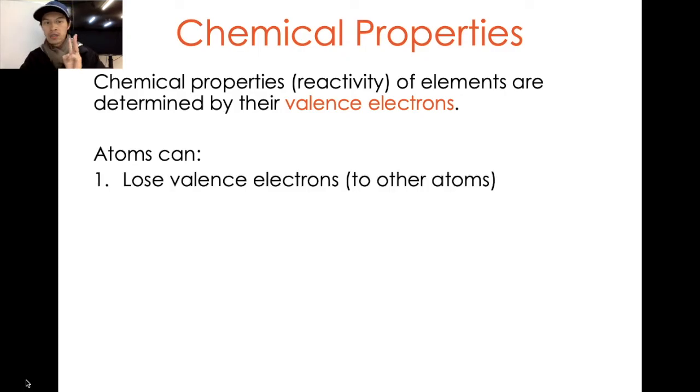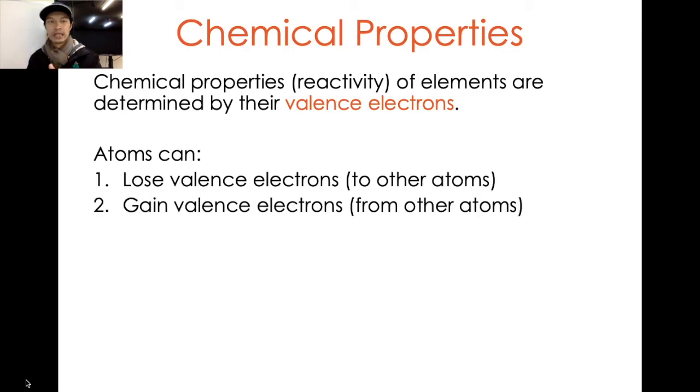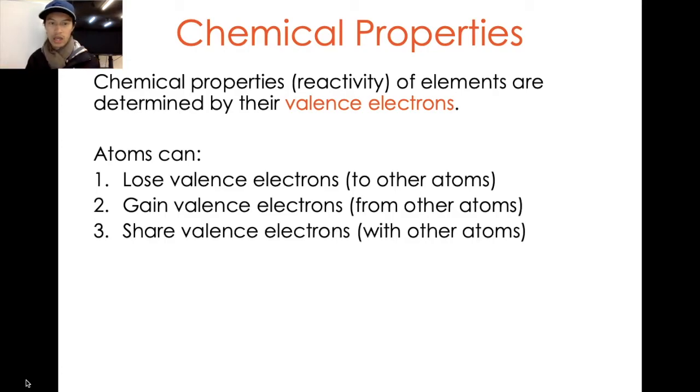Okay, the atoms between each other can either lose valence electrons to other atoms, they could gain valence electrons from other atoms, and you can see how one's loss is another's gain, or in the third case they can actually share electrons with one another.